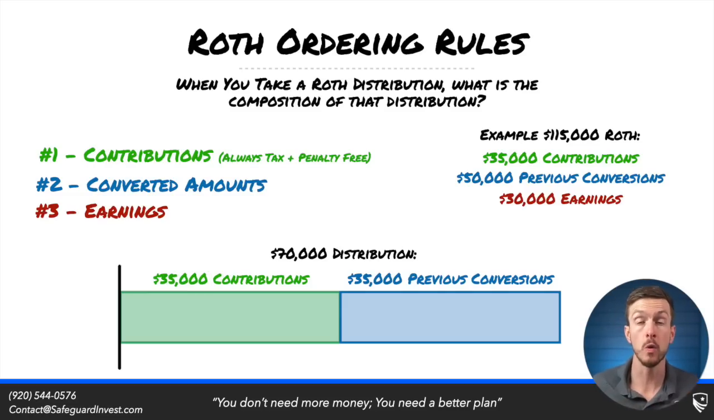Now, this could be one or multiple conversions. If multiple conversions, then each conversion will have that separate 5-year clock that we will need to factor in here. And then again, as I mentioned before, because earnings are withdrawn last based on these Roth ordering rules, in my experience, rarely does the 5-year lifetime rule come into play. In this scenario, they would need to withdraw more than $85,000 for this rule to even matter.